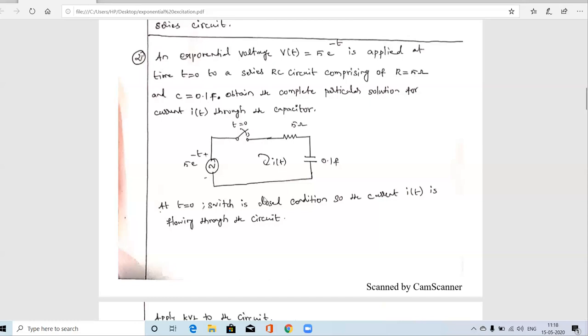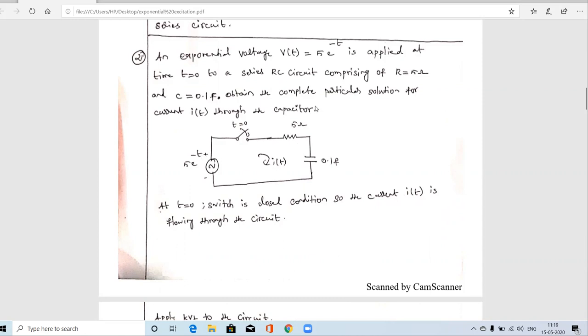Here the diagram is not given, only the question is given. But you have to see which type of circuit this is. First we have to see the type of circuit: a series RC circuit. So first we have to draw the diagram: one resistor and one capacitor connected in series with one switch. The value of the resistor is 5 ohm and the value of the capacitor is 0.1 farad. This RC circuit is applied with exponential voltage 5 e power minus t, so the voltage source is 5 e power minus t.